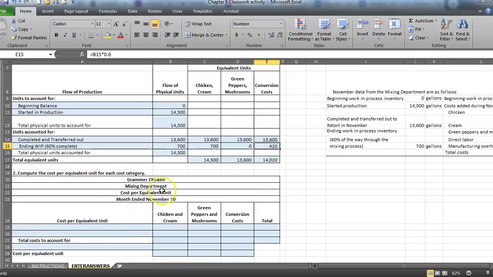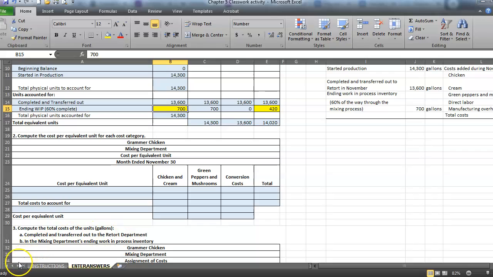So the real calculation is just right here at the 60%, multiplying it by the work in process ending inventory. That's the real calculation. Everything else is basically inside the workbox. Now, let's go to the next step.